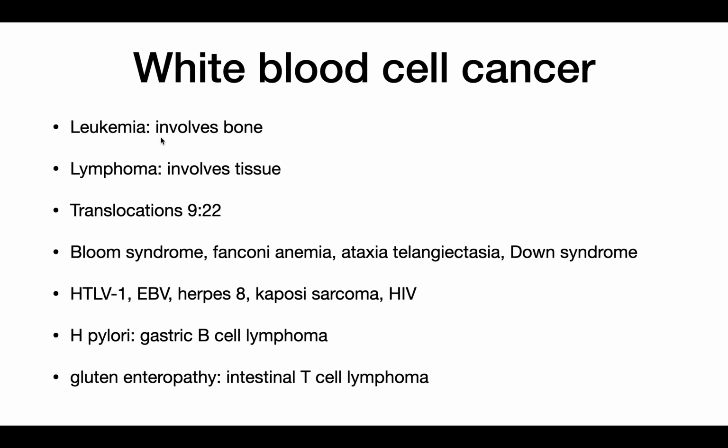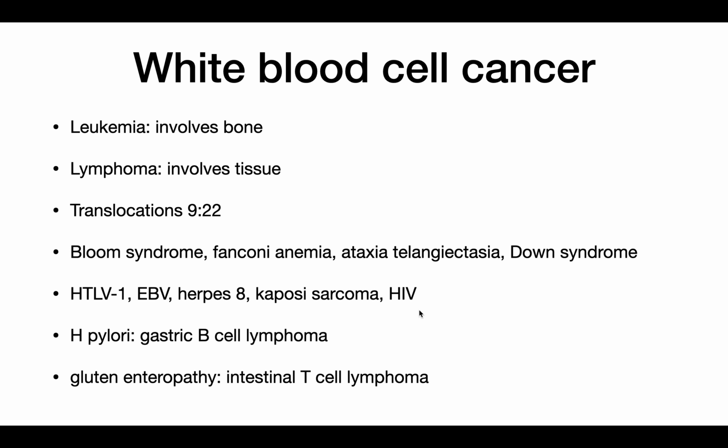Okay, so leukemia involves bone, lymphoma involves tissues. Usually there's a problem in the translocations within chromosomes 9 and 22. This is known as the Philadelphia chromosome, and that can result in Bloom syndrome, Fanconi anemia, ataxia telangiectasia, and it's definitely associated with Down syndrome.